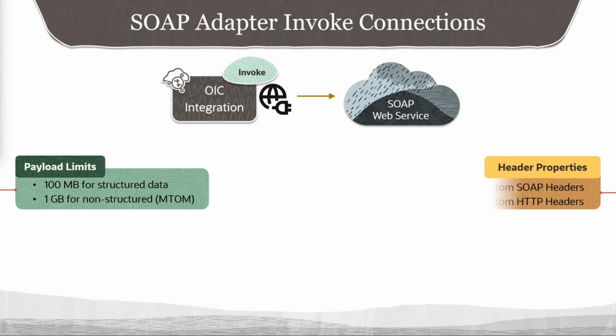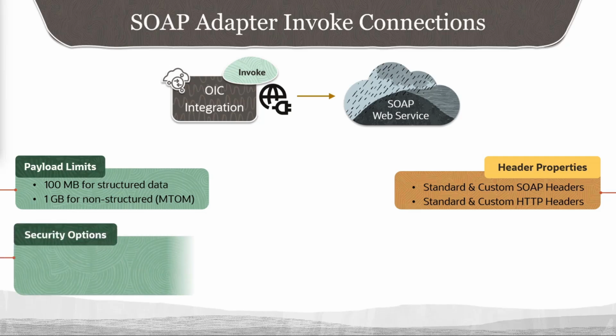Support is also provided for any other header property values that may be required or expected as part of the request message, or that may be returned in the response, whether they be HTTP or SOAP, standard or custom headers. For security, in addition to typical SSL over HTTP invocations, if the external service also requires a client certificate, the adapter can support that two-way SSL handshake.